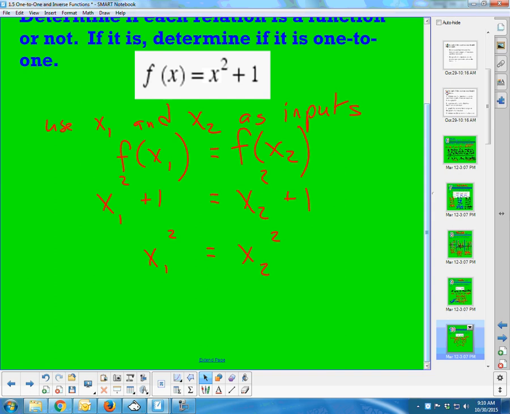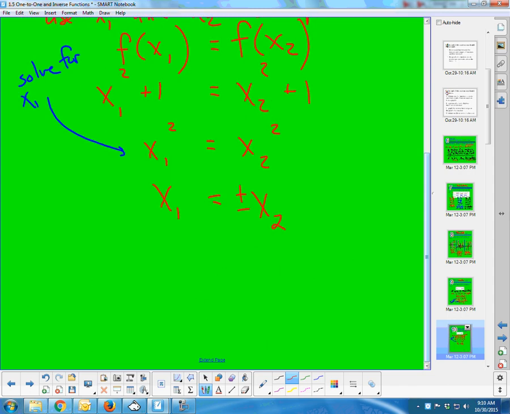Now here's that step again where my next step is I'm going to solve for x sub 1. Right now I have x sub 1 squared. How do I solve for x sub 1? Well, I take the square root of both sides. The square root of x sub 1 squared is x sub 1. And over here, the square root of x sub 2 squared is x sub 2. But don't forget, when you take the square root of both sides when you're solving, you need a plus minus. So now this is my final result.